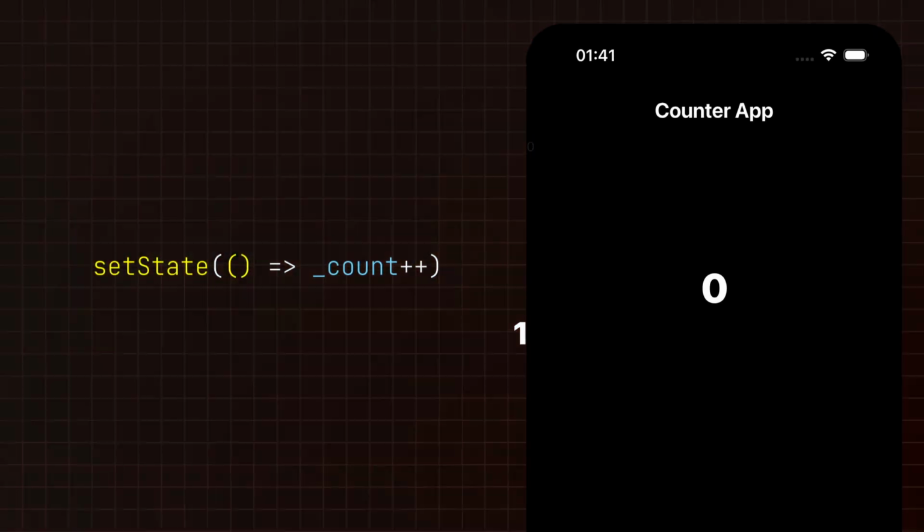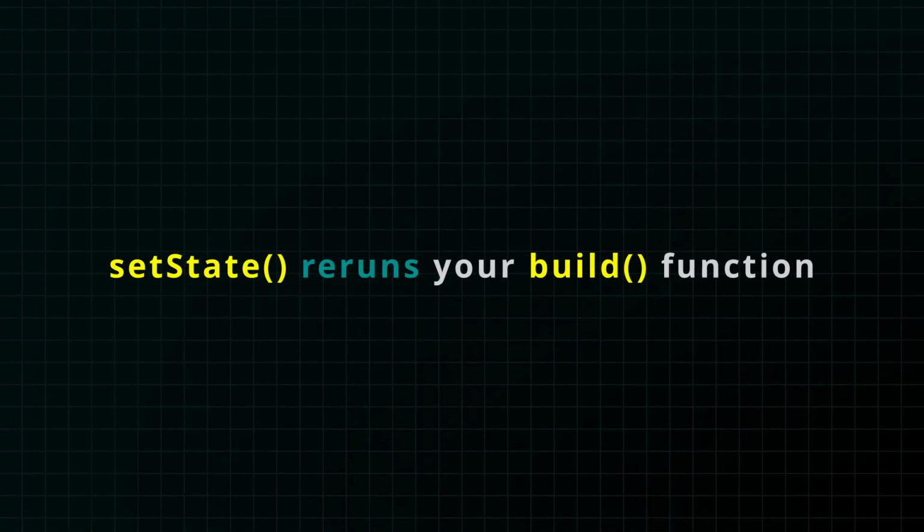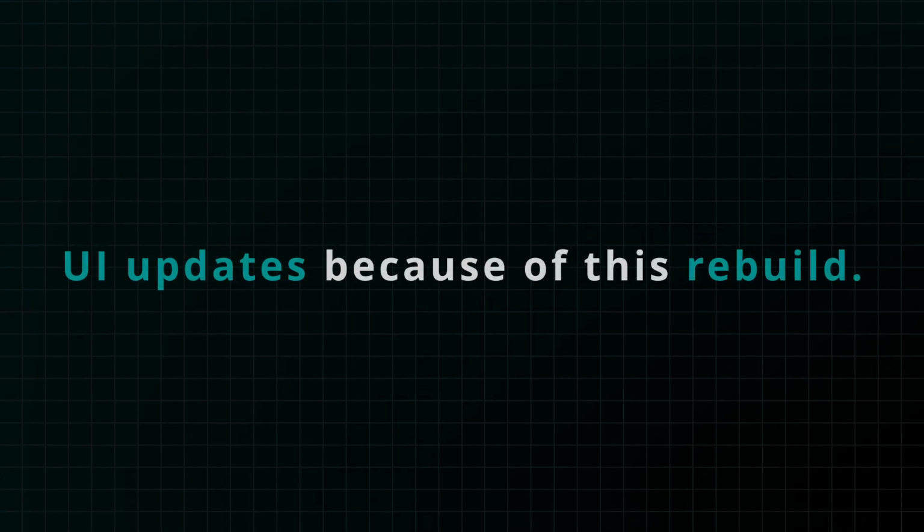And this is the part everyone misses. setState doesn't update the UI. It reruns your build function, and the UI updating is just a side effect of build.